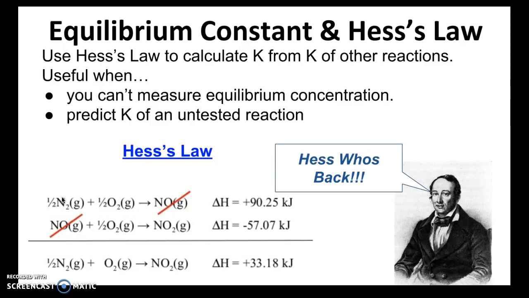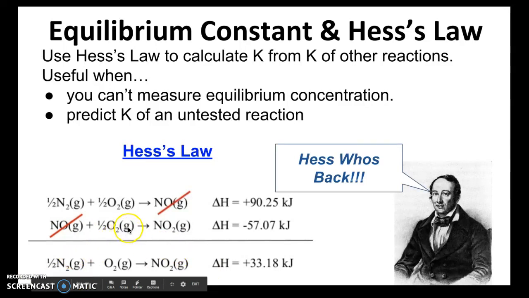Once you manipulate those reactions, you can combine them, meaning you add them up and cancel out things that are found on both sides of the arrow, like the NOs here, for example. When you add that all up, it gets you another reaction. This will be known as your overall or final reaction that you're aiming for.